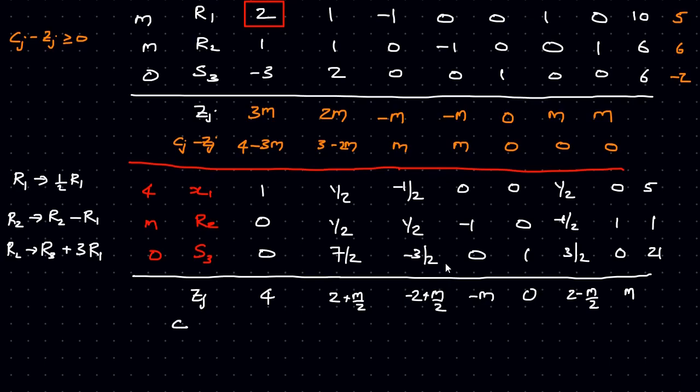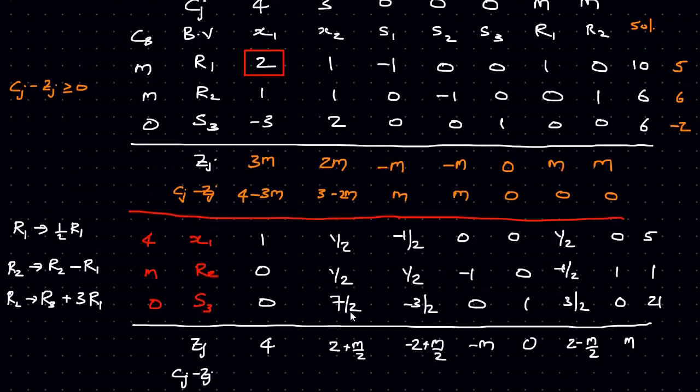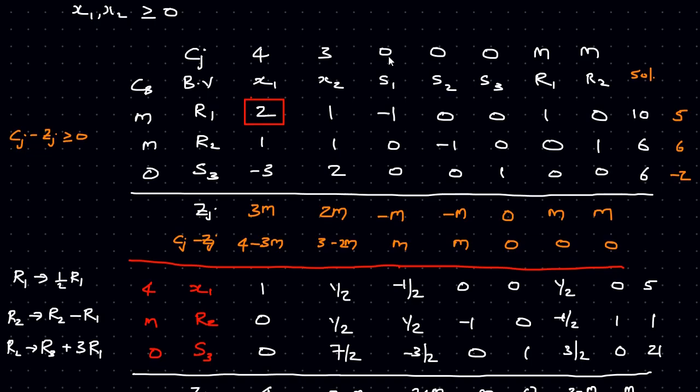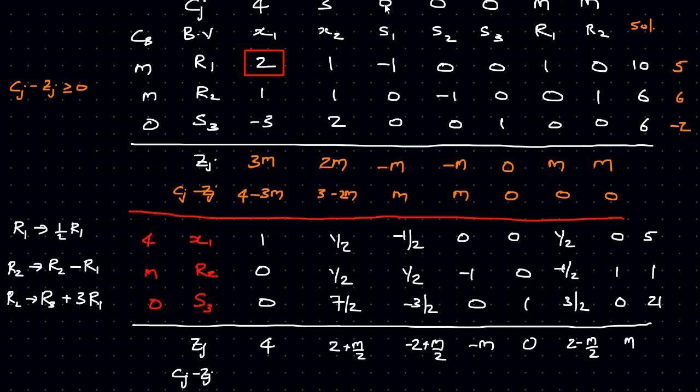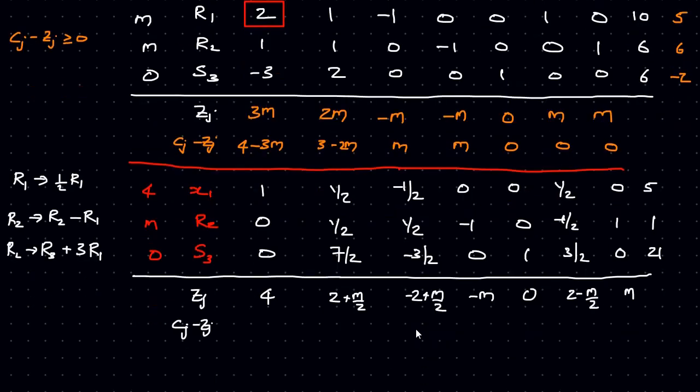Okay, and now when we are doing cj minus zj, I'm not doing the whole thing, we just have to see which will be the maximum negative. Here I had the value 3 and here it was 0, so this will be 3 minus 2 plus m by 2, and this will be 0 minus 2 plus m by 2. So that makes this go to 0. This will be 1 minus 1 by 2 m, and this will be 2 minus 1 by 2 m.